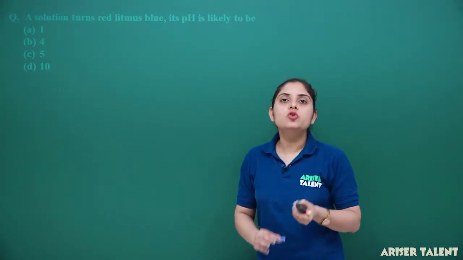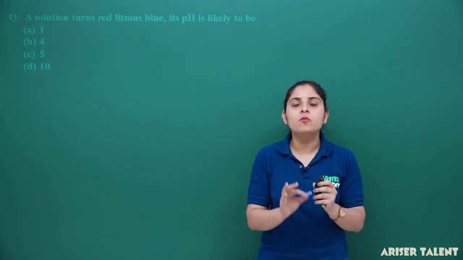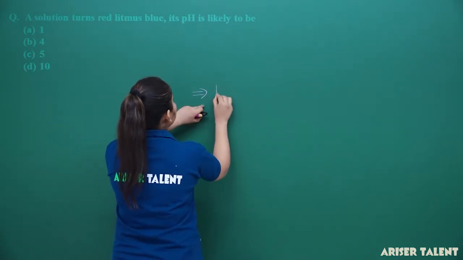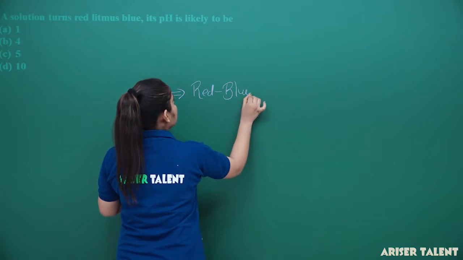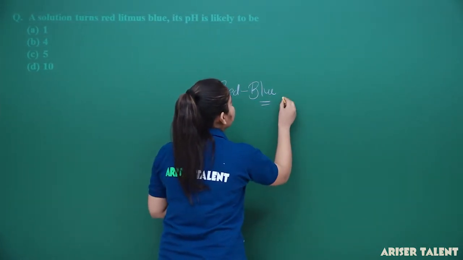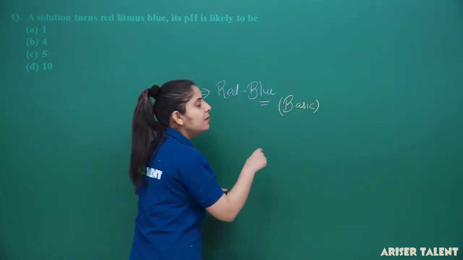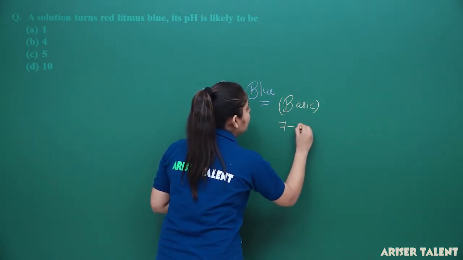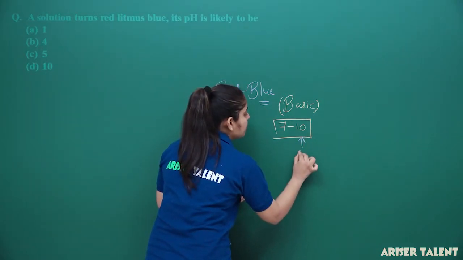Now, the solution is turning red litmus to blue. It means it is fixed that the compound will be a base. So, if it is turning red to blue, the compound must be basic, and the basic solution will have a pH range from 7 to 14. This will be the pH range of the basic solutions.